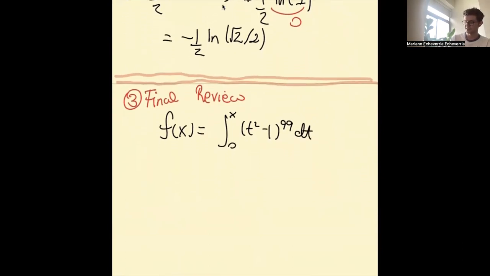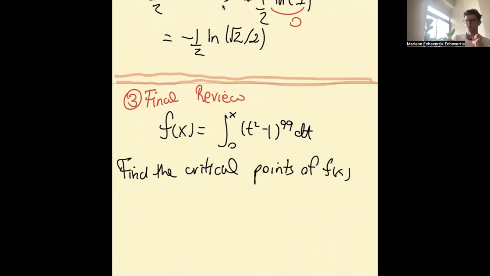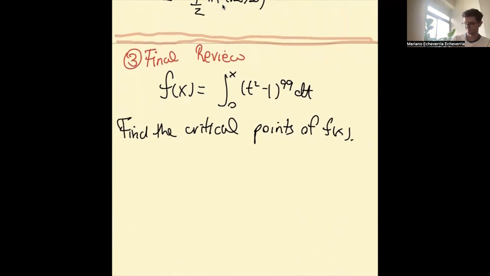So this is a function of x. The question asks to find the critical points of this function, right? So anyone remember, what was a critical point? A critical point is where the derivative was 0, right? So we need to set the first derivative equal to 0. But what's the derivative of this function?